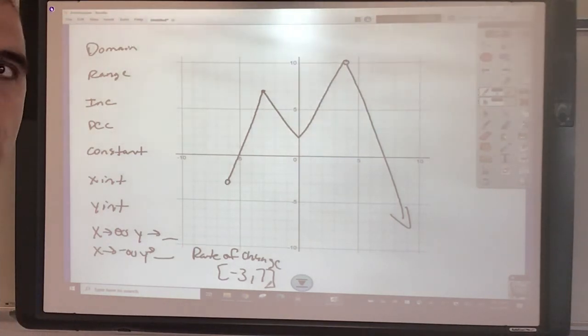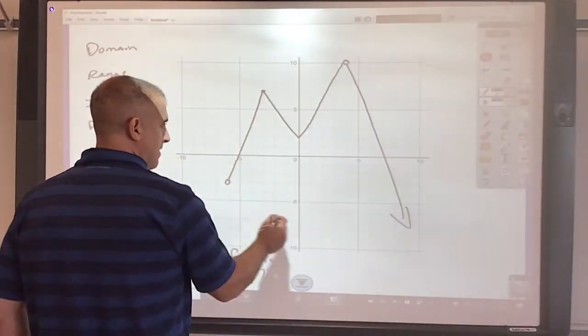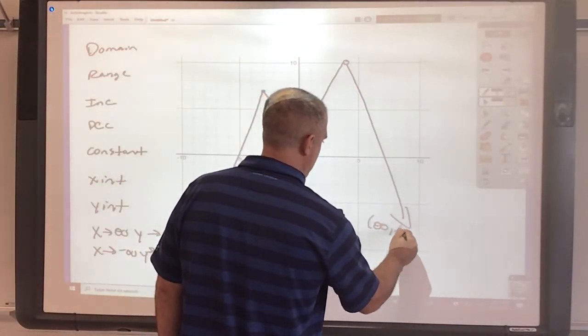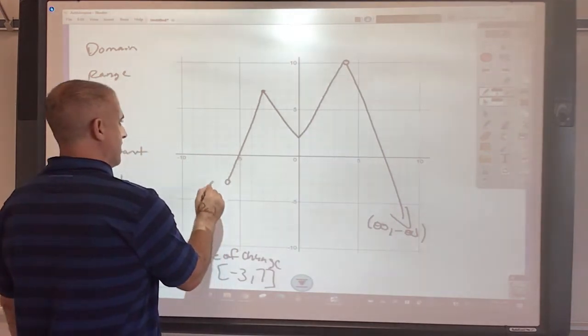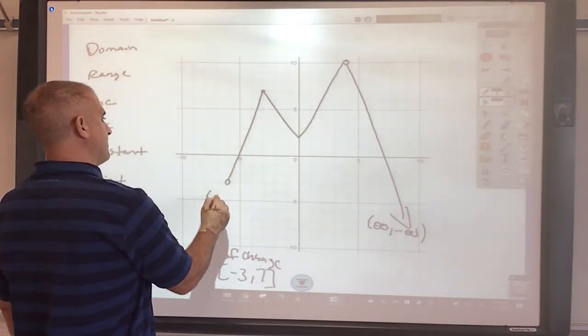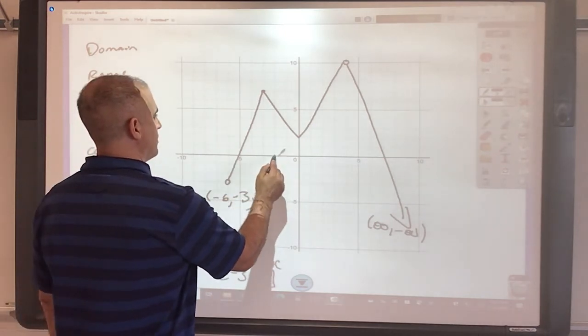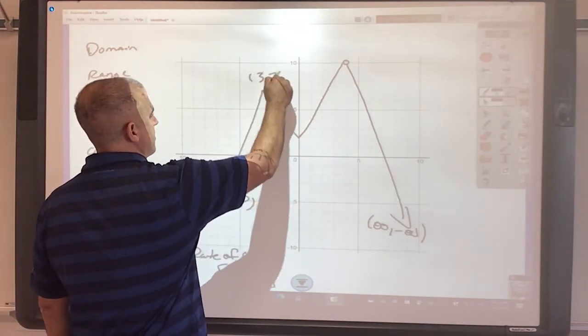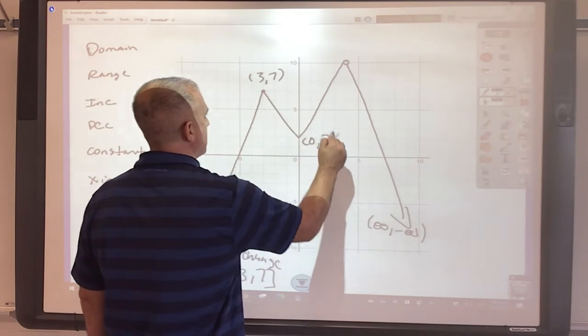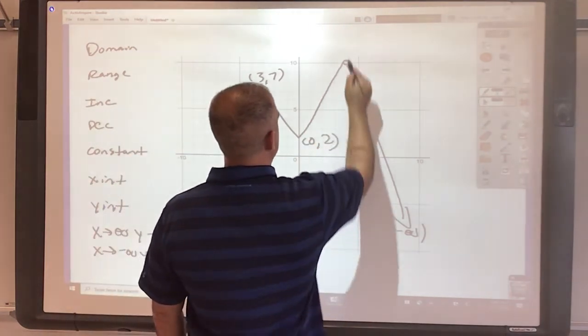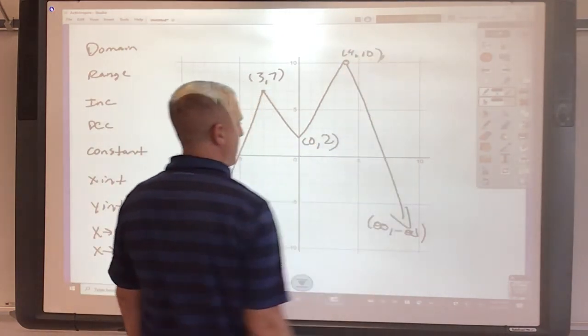Okay, you can go ahead and unpause. So I'm going to label my arrows. This would be a positive arrow, positive, negative. No other arrows. This would be -6, 1, 2, -3. This would be 1, 2, 3. This would be 3, 7. This would be 0, 2. This would be 4, 10. All right, and that's it.